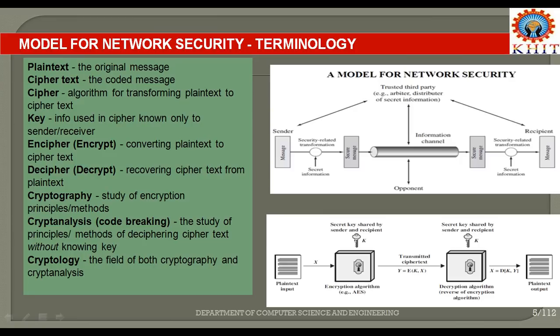At the receiver side, the recipient receives the secured message. Before viewing it, the secured message should be changed into the actual message by using some secret information. That message will then be received by the recipient. For that purpose, we are using a trusted third party for the entire communication. That may be an arbiter or distributor of secret information.